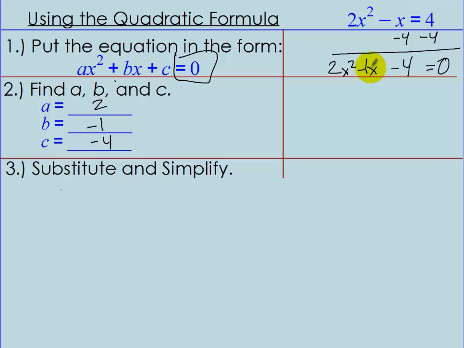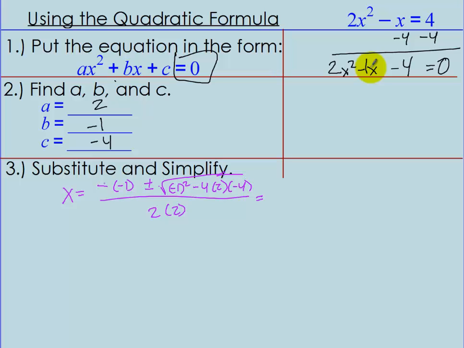Next step is you have to substitute and simplify. So the quadratic formula is going to be x equals negative b, so negative 1, plus or minus the square root of b squared, so negative 1 squared, minus 4 times a times c, all over 2 times a. So there's a lot of simplifying here.